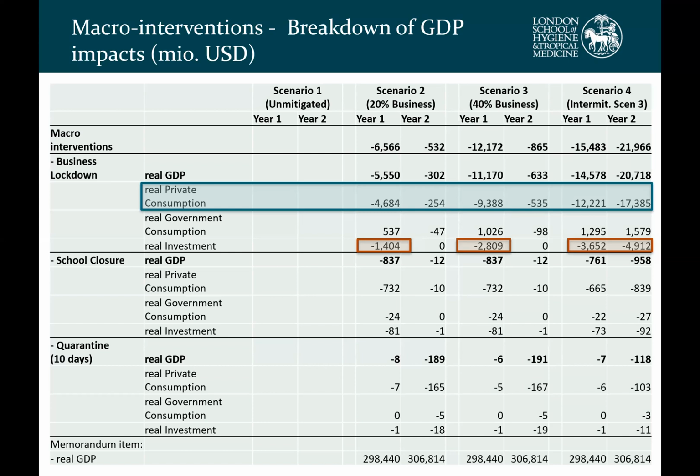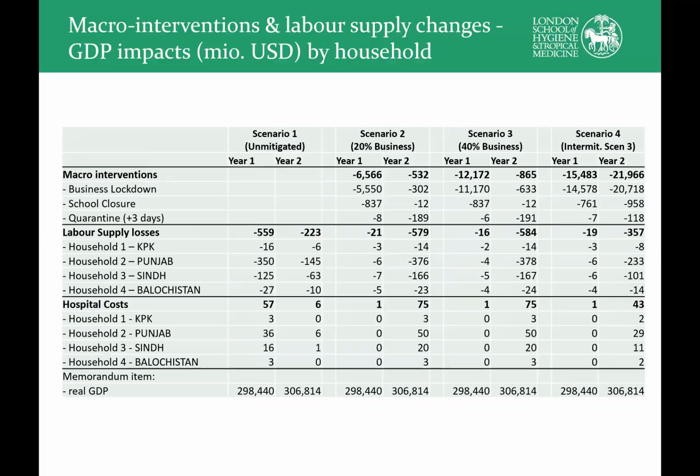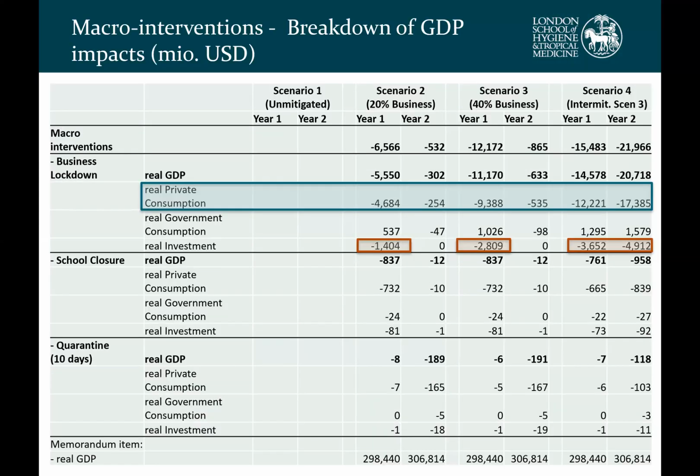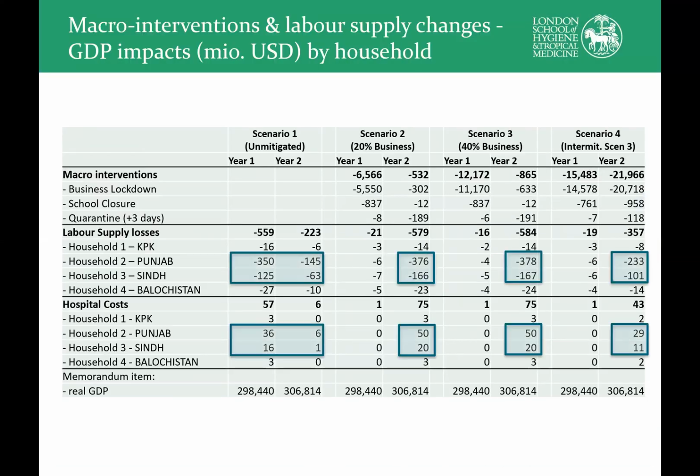School closure and quarantine are negative across the board because they're driven by labour supply impacts which evenly affect all of the sectors of the economy. So I'll just rush through that a little bit.